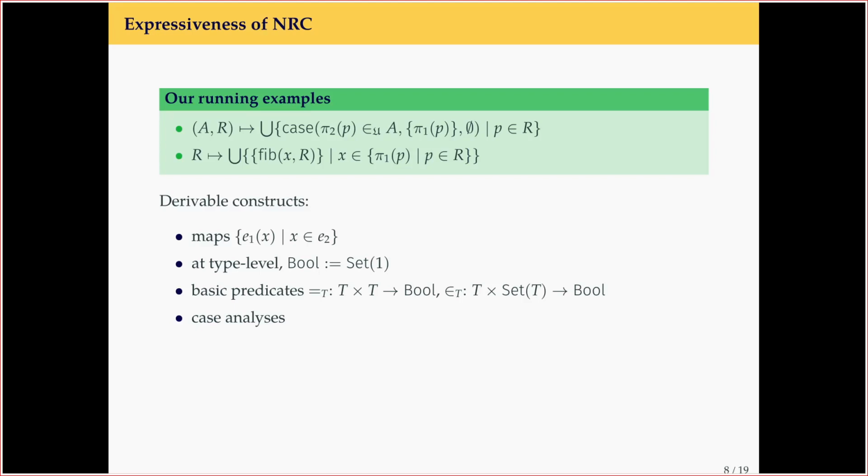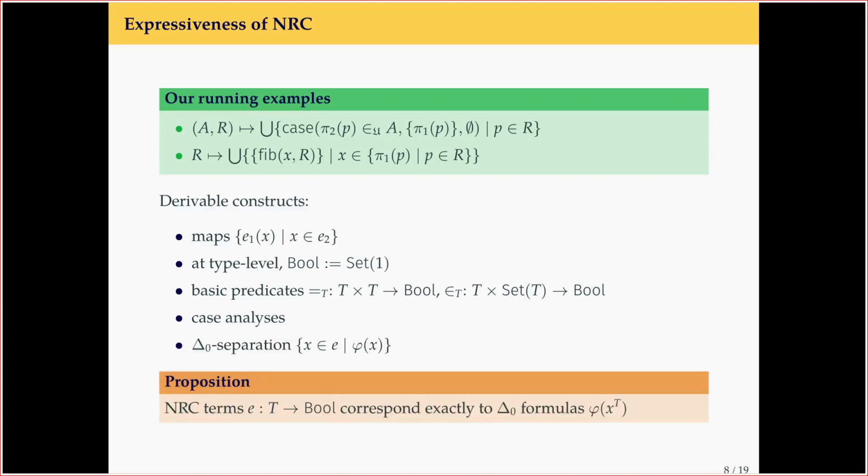well as case analysis. In fact, we can go further and note that every delta zero formula can actually be translated to a Boolean NRC query and vice versa. Using this embedding and case analysis, it means that we can filter sets by means of delta zero separation. This points to a tight link between delta zero specifications and NRC, although it only pertains to transformations outputting booleans for now. We will thus now consider delta zero formulas as specifications for general nested set transformations.